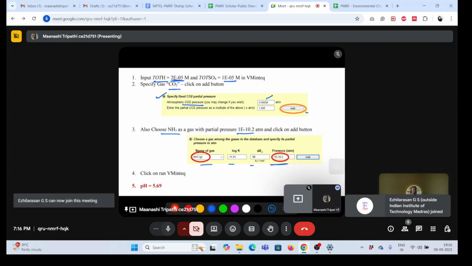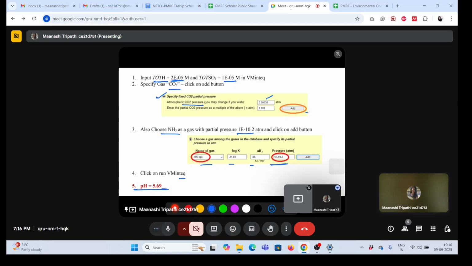So then we need to click on Visual Minteq, run Visual Minteq, and we will get the pH values directly. These kinds of questions are there in the assignment. It will be better if you can download the software and solve, so that it will be easier for you to solve the assignment question. I think this question was in the last to last year's assignment, 2 years back. The same question was taken from there.